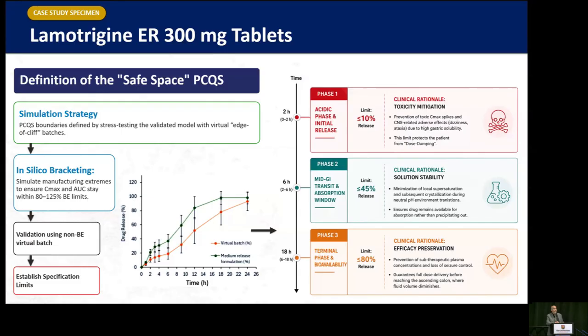And then a medium point for specification, which is 6 hours. It should be less than 45% here. And this is minimization of the supersaturation risk and the drug precipitation in the gut. And then at 18 hours, it should be not less than 80%. And this accounts for the full bioavailability from the dose administered, and it ensures the efficacy preservation.